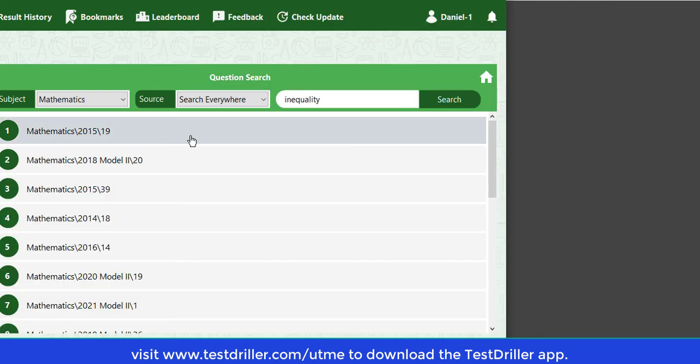We're going to be solving some questions from UTME past questions, and I'm going to use the question search feature in the TestDriller UTME app to extract some questions regarding inequality. So let's solve some questions.